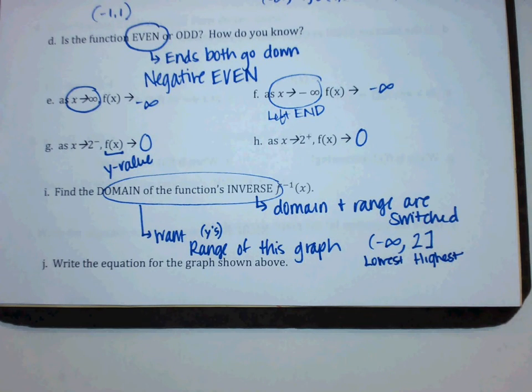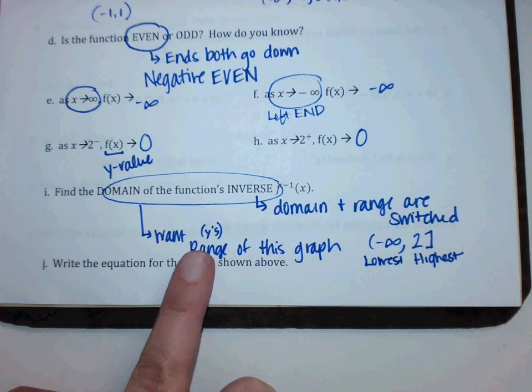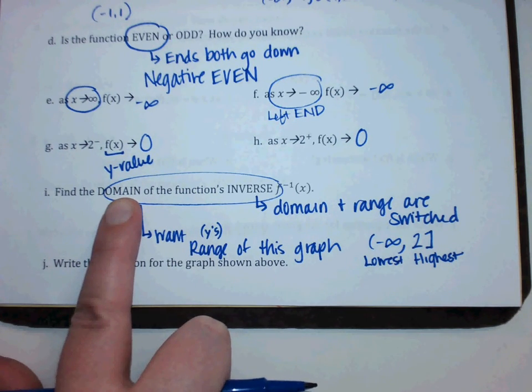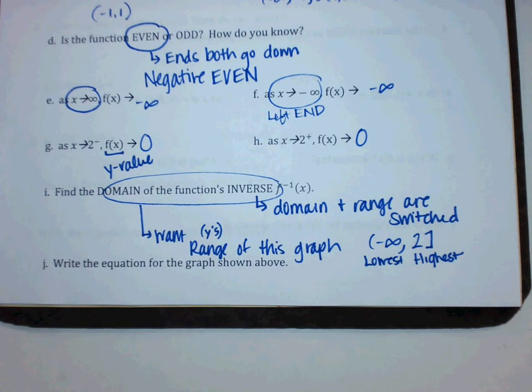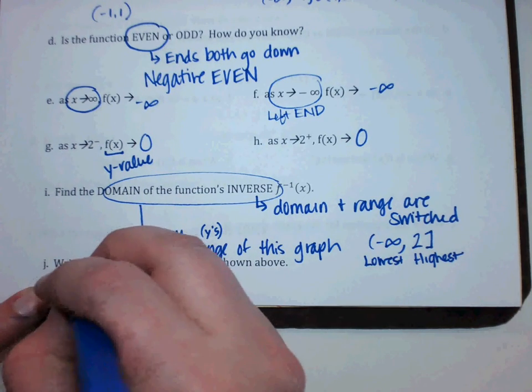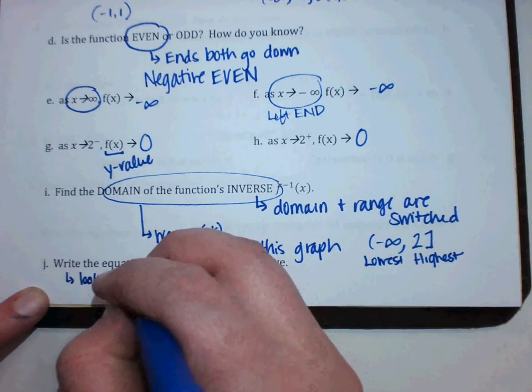Make sense? Okay, but then one more time. Why did I find the range? Because it's not asking me for the domain of this graph. It's asking for the domain of the inverse. Those are always opposites. Okay? All right, last question. Write the equation for the graph shown above. Remember that you need to look at the x-intercepts.